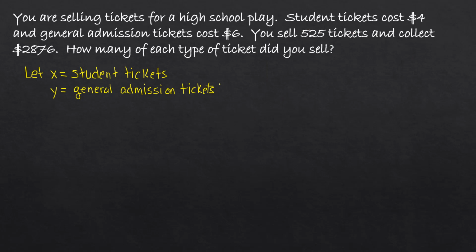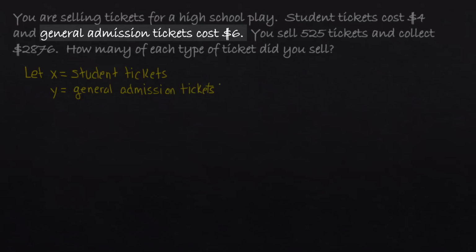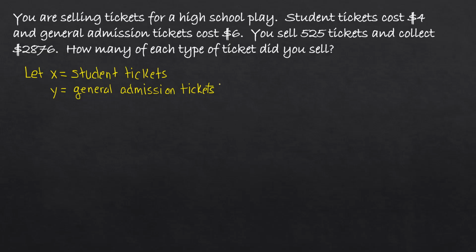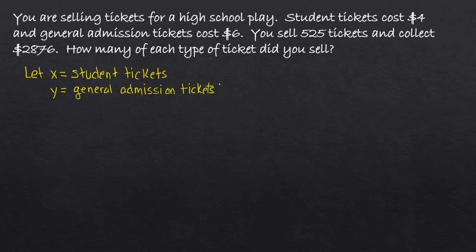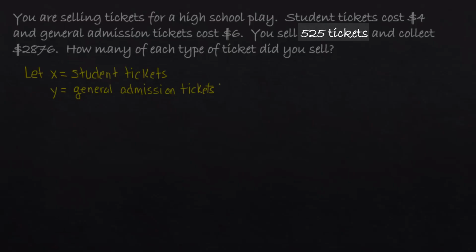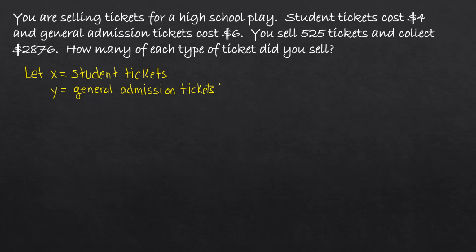Okay. So the next thing I want to do while I'm problem solving is identify given information. What kind of information do I have to work with? There are a few things here. I see that student tickets cost $4. I see the price of general admission tickets, which is $6. So I know the cost. While we're speaking about money, I also notice that we collect $2,876. So those pieces of information must be related. The only other number that I see in this problem is that we sold 525 tickets. So that is also going to come into play here.